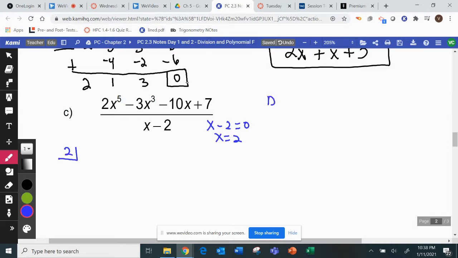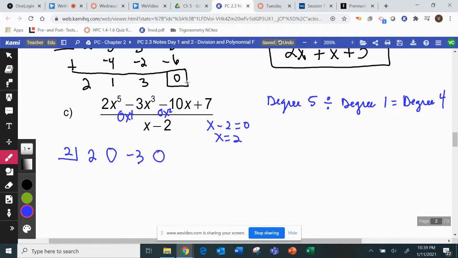This starts with a degree of 5. And we're dividing by a degree of 1, which is going to leave us with an answer that has a degree of 4. So we've got our 2x to the fifth. We need an x to the fourth, and there isn't one. So I have to have that placeholder. We have a negative 3x to the third. We do not have an x to the second. We have a negative 10x, and then we have a 7.